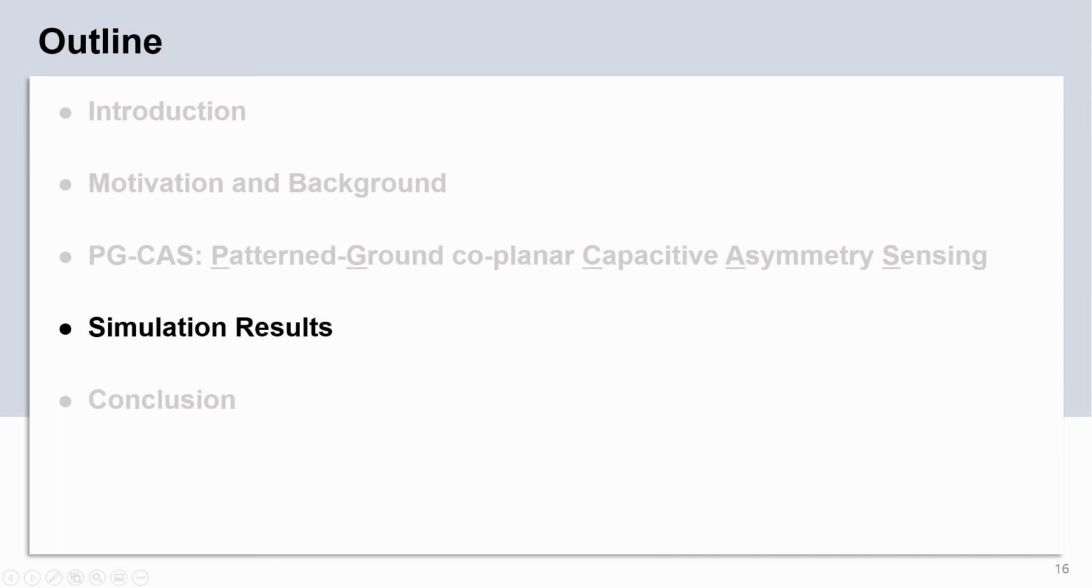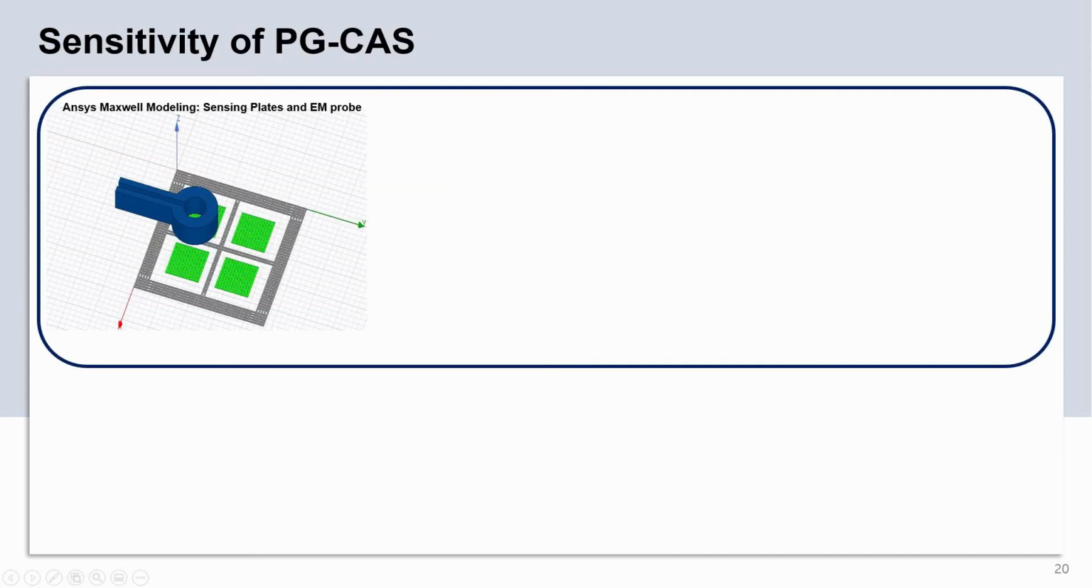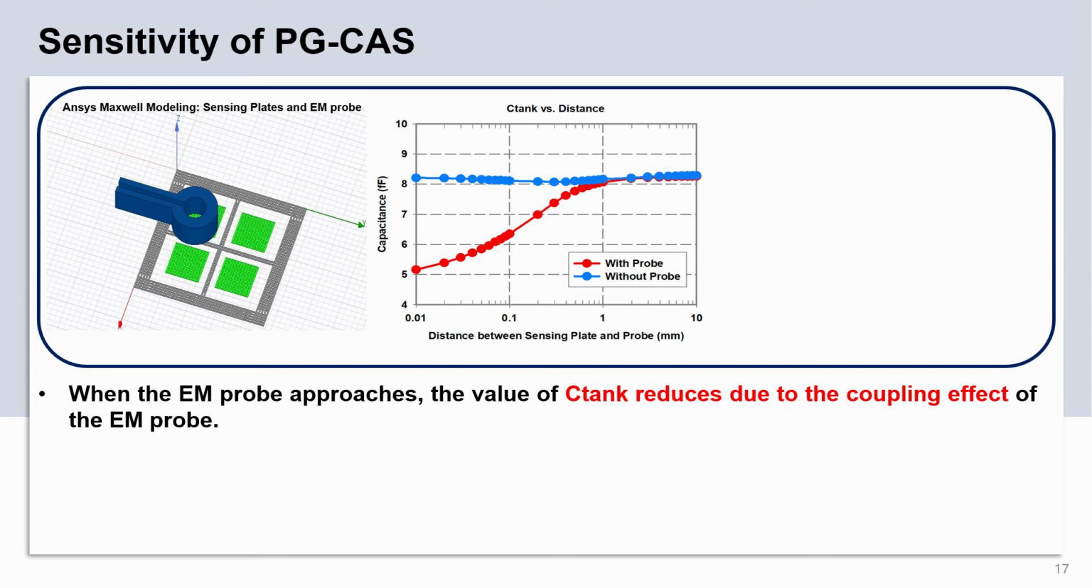Now, let's analyze the simulation result. Here is the simulation result of sensitivity and maximum detection range of patterned ground coplanar capacitive asymmetry sensing plate. This result shows the simulated capacitance value as the EM probe approaches the sensing plate. In the absence of the EM probe, the effective interplate capacitance, C tank, is measured to be 8.54 femtofarad.